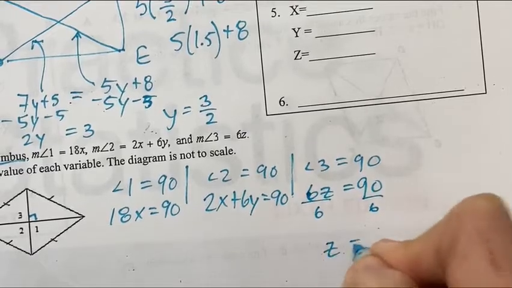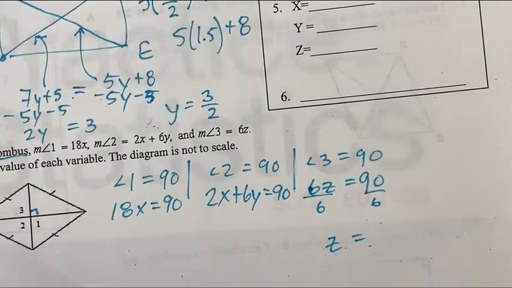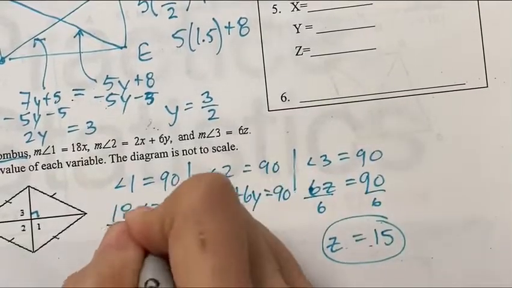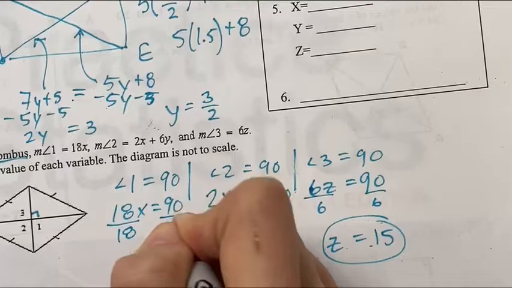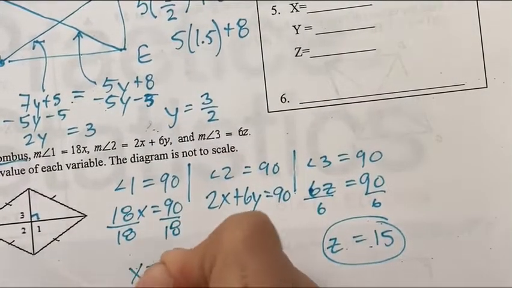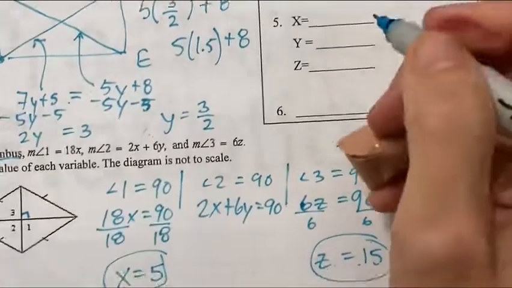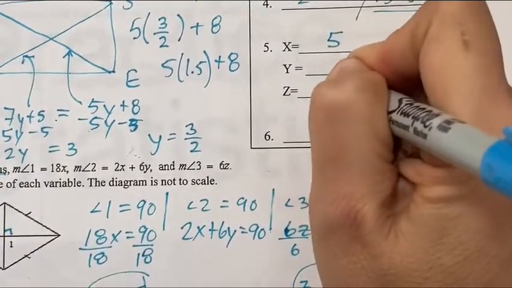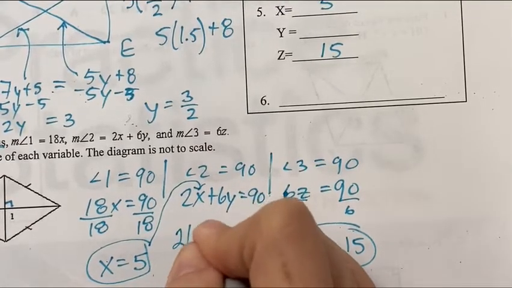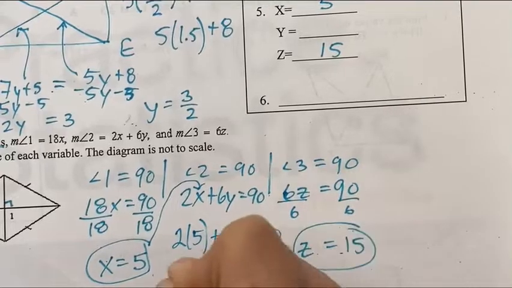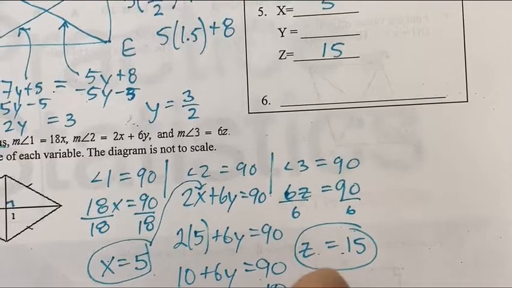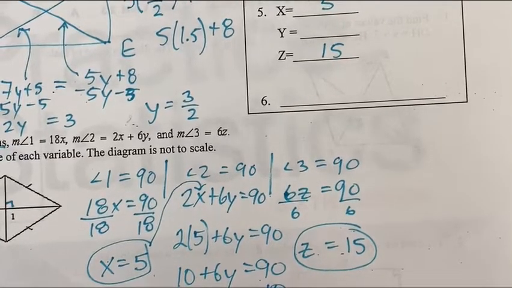So z I can solve. It's just 90 divided by 6. I get 15. X is pretty easy to solve. I do 90 divided by 18. I get 5. Now, I know what x is, so that's not a mystery. 2 times 5 plus 6y equal 90. So that's 10 plus 6y is 90. So I get 6y is 80.